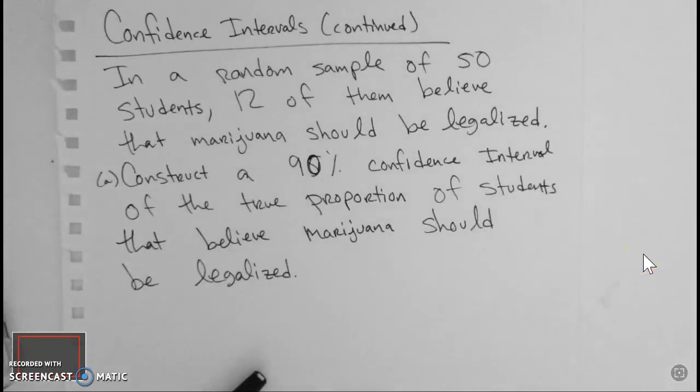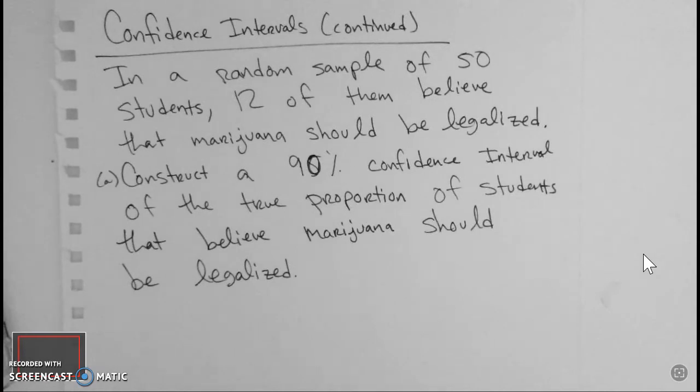Okay, so this is the next problem that we're going to do for confidence intervals. In a random sample of 50 students, 12 of them believe that marijuana should be legalized. So clearly this is a very old problem. What we want to do is, based on the sample, construct a 90% confidence interval of the true proportion of students that believe marijuana should be legalized.